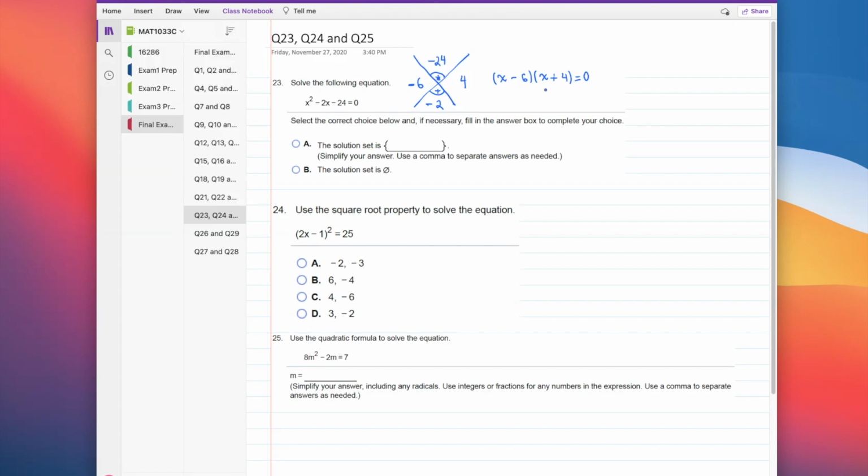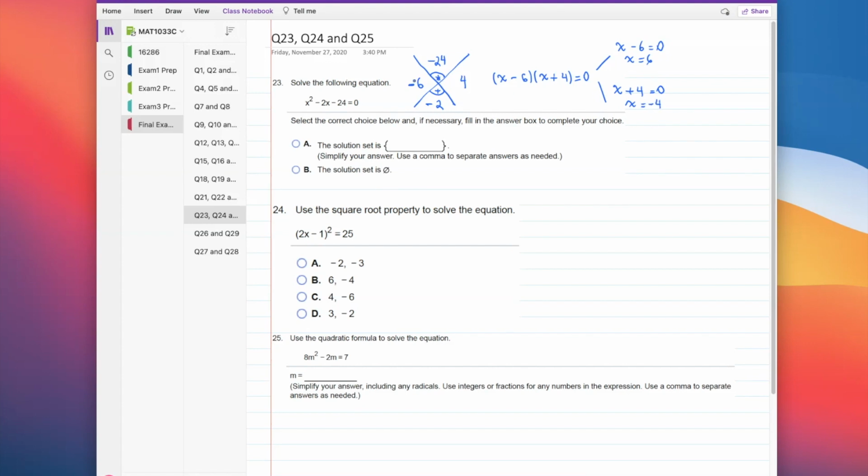And now I use another property, the zero product property. If there are two things multiplying each other and the result is 0, it's because one of them must be 0. Now I break it down: x minus 6 must be 0 or x plus 4 must be 0. Then here I get x equals 6 and here I get x equals negative 4.